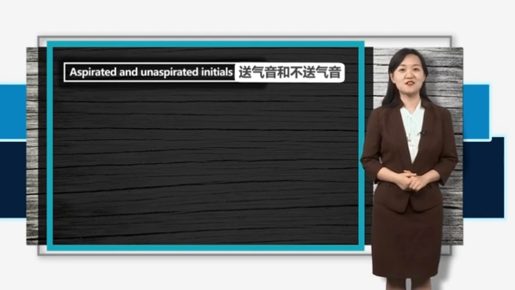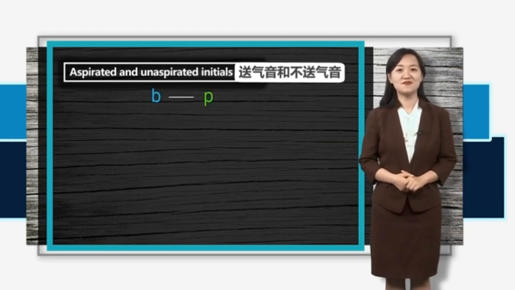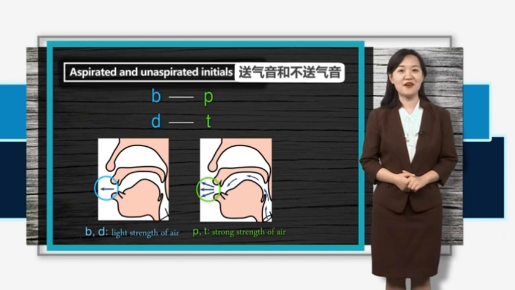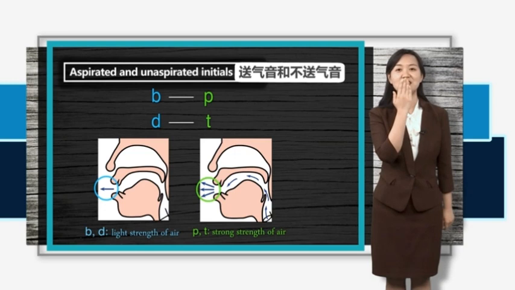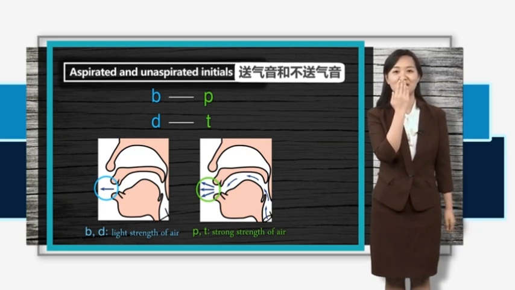So far, we have learned all the initials, and some of them are very similar to each other. For example, 波, 坡, and 的, 特. The only difference in each pair is the strength of air. You can put your hand or a little piece of tissue in front of your mouth and feel the difference of your breath when pronouncing each pair.